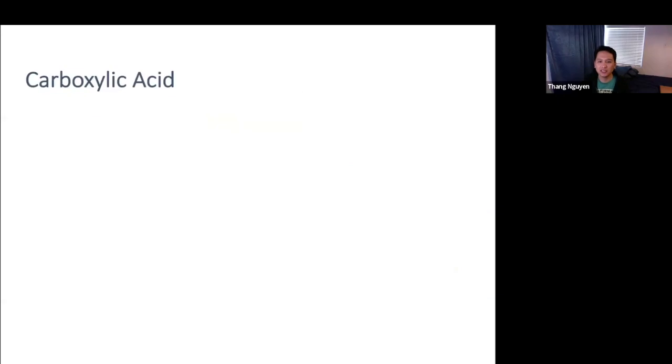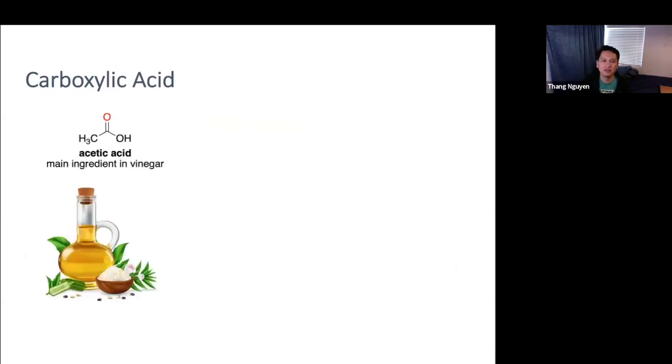Next is carboxylic acid. Okay, so we've seen carboxylic acid before when we talked about the acid part in a previous unit. Acetic acid here is our common one. It is the main ingredient in vinegar. As long as you have the carbonyl with connection to a hydroxyl group, that's called carboxylic acid.